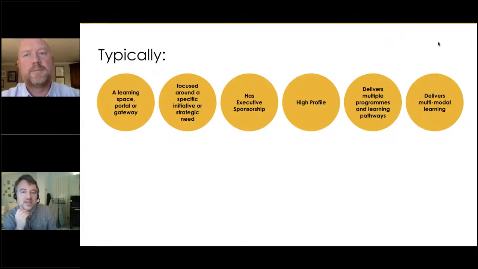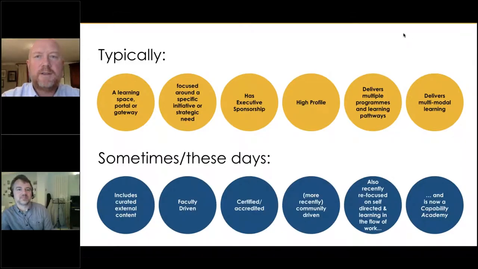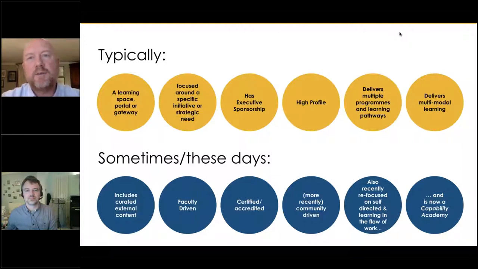They deliver multiple programs and learning pathways. They don't tend to be a single program, and they're multimodal, so it won't just be an e-learning platform or a video platform. It will be a whole variety of things. Andrew? Yes, sorry. Typically, these days, a learning academy might also include external content. It's curated, so the content will not necessarily be derived in one team or one place, or indeed one faculty. Faculty is critical to an academy nowadays. In the past, we might have seen content just authored and put up in a place, but we're seeing that less and less.